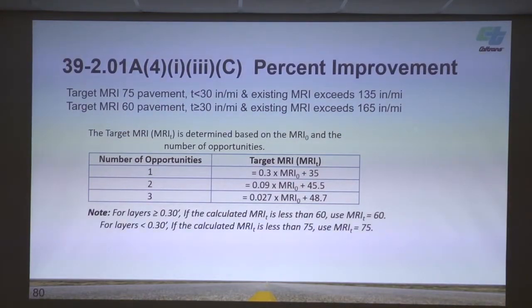at 75. So there are some general rules here. When we calculate these targets for lifts that are greater than 3/10, we're not going to let that equation give us something lower than 60, because that would make the spec tighter than what it would have been if we just had the 60 table. And if we have a lift that was under the 75 target table, we're not going to let it spit out a value that's less than 75.